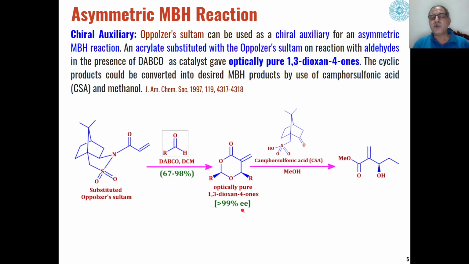So basically reaction will take place at this carbon-carbon double bond and this carbon-oxygen double bond, and we will get optically pure 1,3-dioxan-4-ones as the intermediates. These intermediates on reaction with camphor sulfonic acid in methanol will give us these types of asymmetric MBH adducts. So these optically pure 1,3-dioxan-4-ones will be converted into these types of alpha hydroxy alkenes as the product, which are enantioenriched. So if only one enantioselective product is formed, we say that the reaction is asymmetric Morita-Baylis-Hillman reaction.